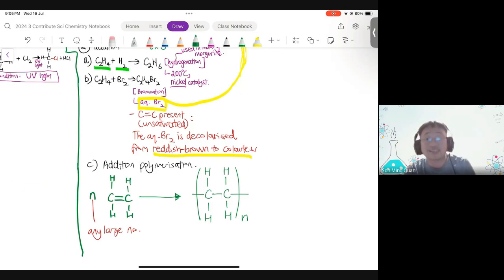What this means is a single large polymer has been formed. Now this, of course, is called polyethene. It's polyethene because it was formed from the polymerisation of ethene. The word poly actually means many. So in this case, many ethenes joined together. That's called polyethene.